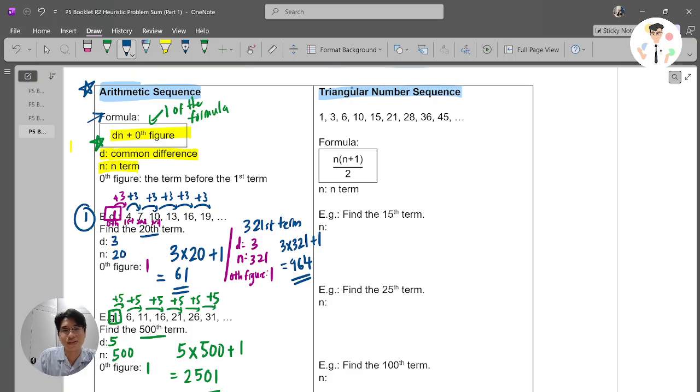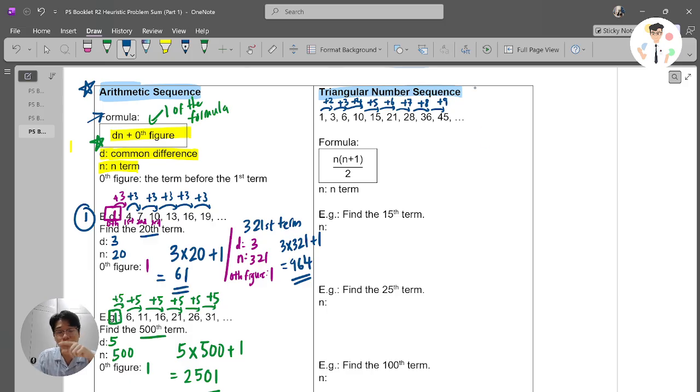Teacher, then why is it so special about this triangular number sequence that there is only one? Because this is like this. Plus 2, plus 3, plus 4, plus 5, plus 6, plus 7, plus 8, plus 9.